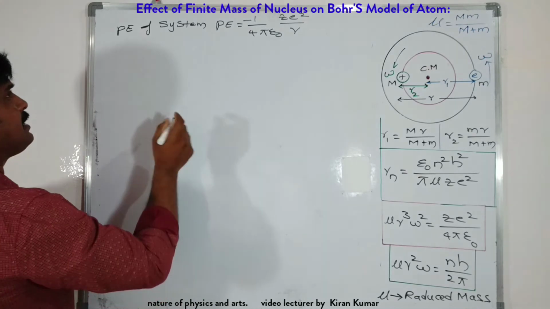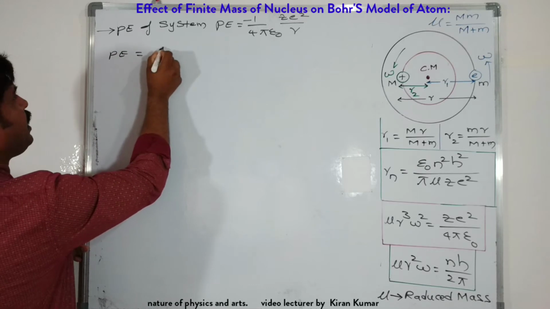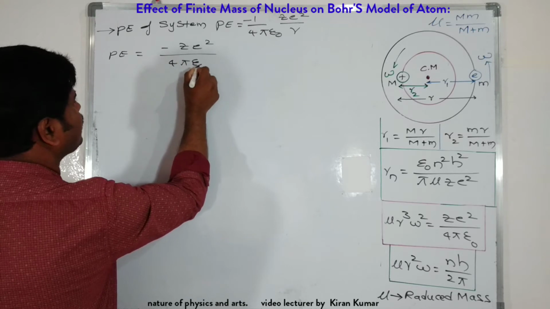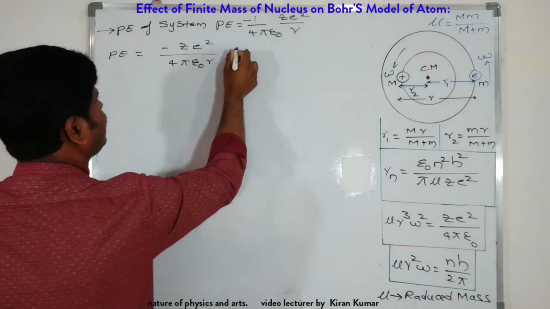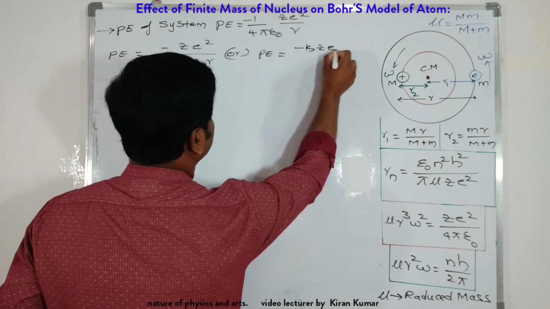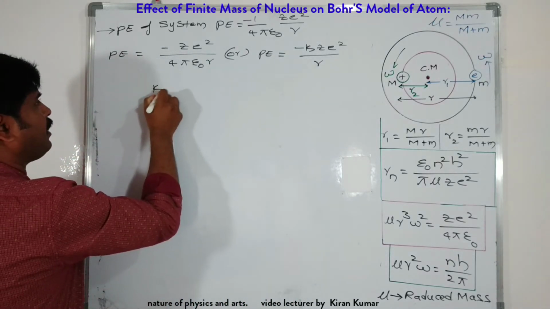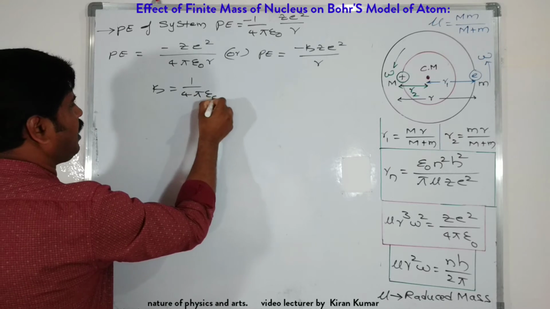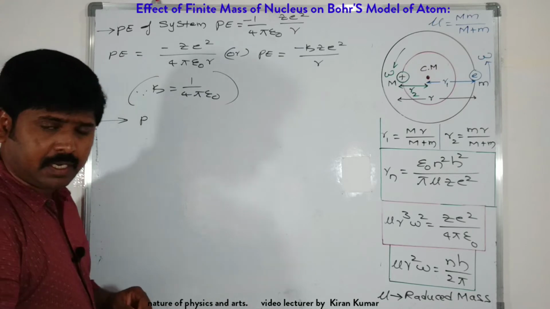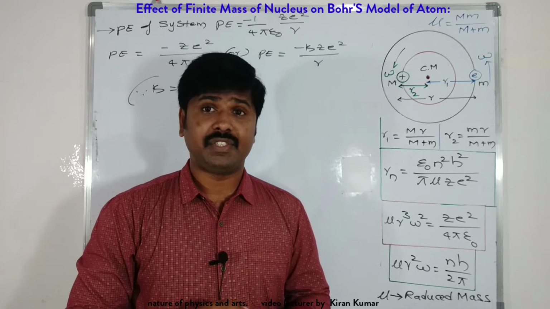From this equation we can write potential energy, which is equal to minus z e square divided by 4 pi epsilon naught into r, that is potential energy equals minus k z e square divided by r. What is k here? k is 1 by 4 pi epsilon naught. Next, after potential energy we can discuss kinetic energy. The second one is the kinetic energy of the system.